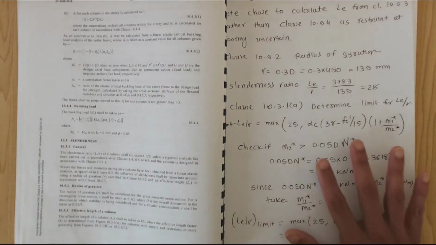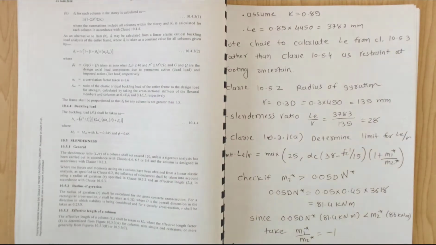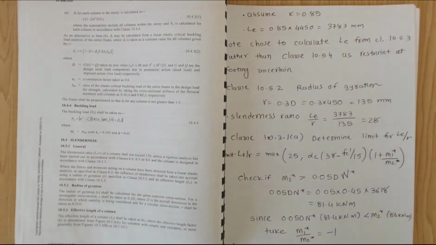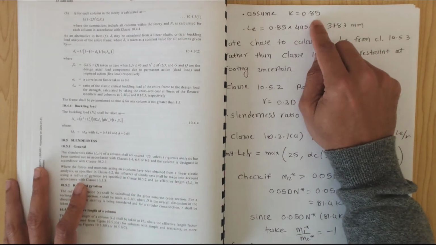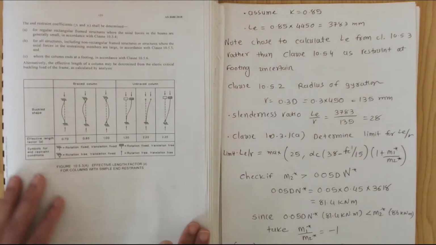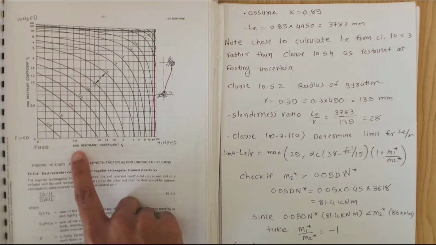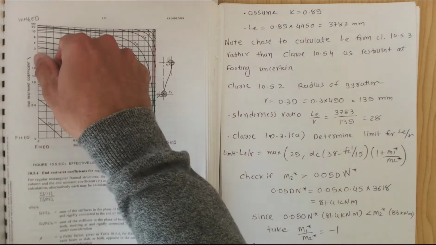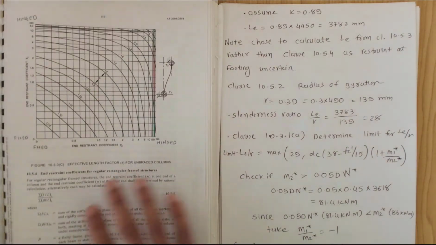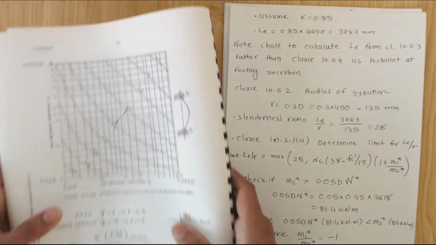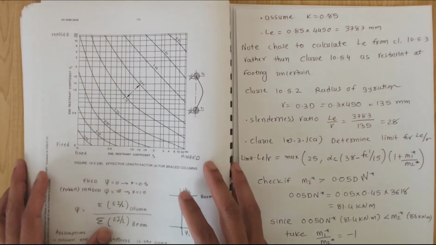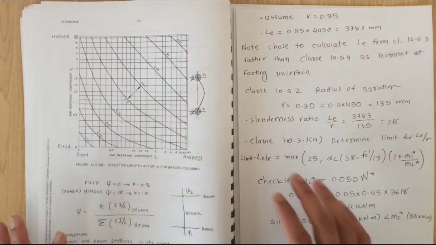Once you have that, the effective length is K Lu, with K of 0.85. Now there is a procedure as well. If you go to clause 10.5.4, you can find the end restraint coefficients. For an unbraced frame, and for a braced frame, you can calculate these end restraints at one end and the other end, and you can find the K value. That is quite a long process.